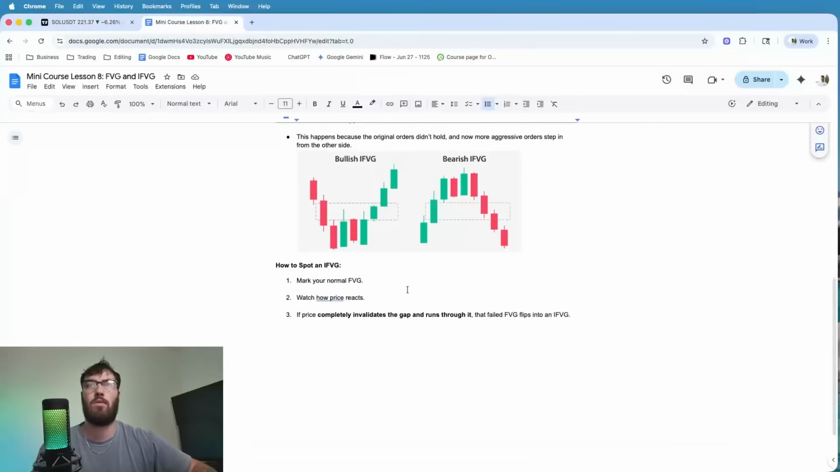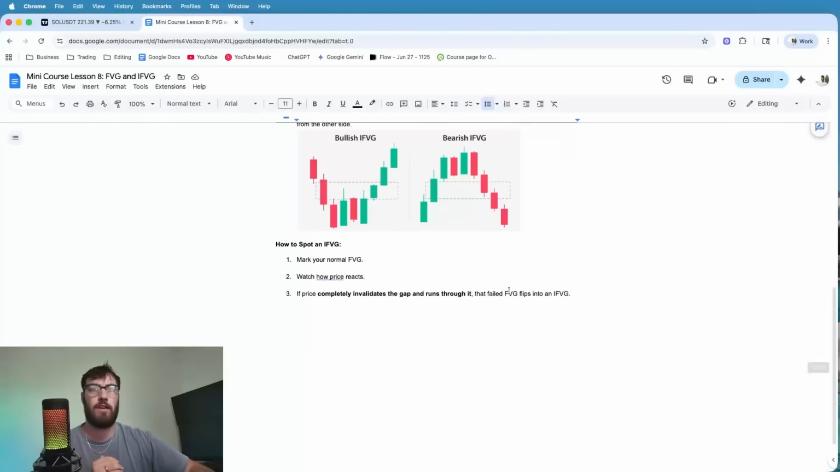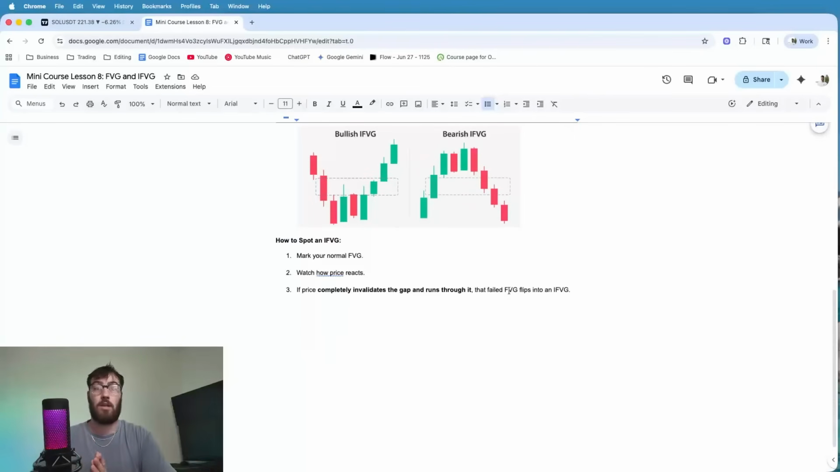Now, a quick little recap, how to spot inversion fair value gaps. Mark your normal fair value gaps, okay? As long as you can mark a normal fair value gap, you can find an inverse fair value gap. Now, watch how price reacts in that fair value gap. If it holds that fair value gap, perfect. That is just a fair value gap. But if it disrespects that fair value gap, now we can call that an inverse fair value gap, showing that there's more orders on the opposite side than what originally was presented.